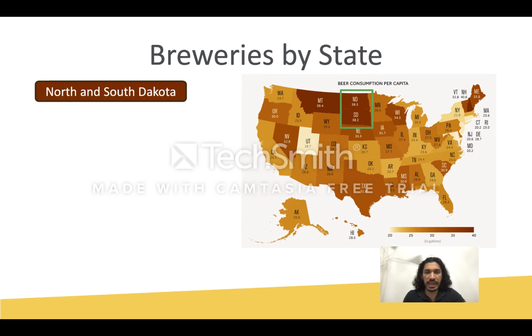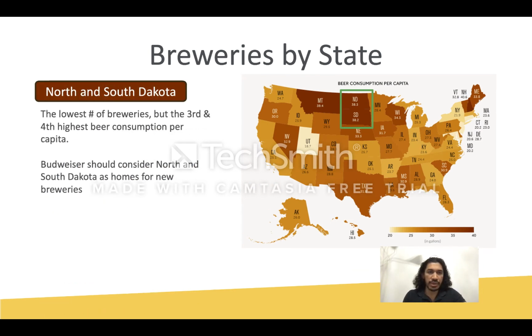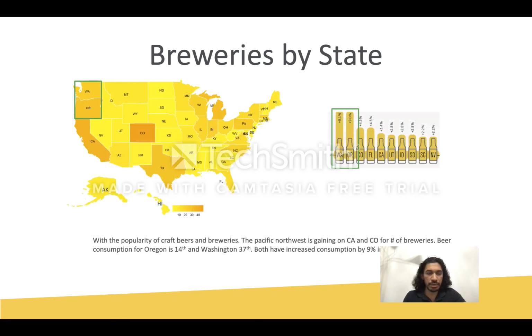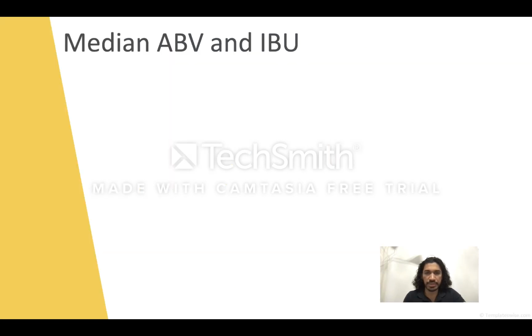We also spent some time on North Dakota and South Dakota, because they have higher beer consumption per capita but fewer breweries. So we think Budweiser could consider both of these states for their new brewery project. Washington and Oregon were also interesting because their consumption has increased by 9% in the last 5 years and continues to increase, so there can be a potential opportunity there as well.